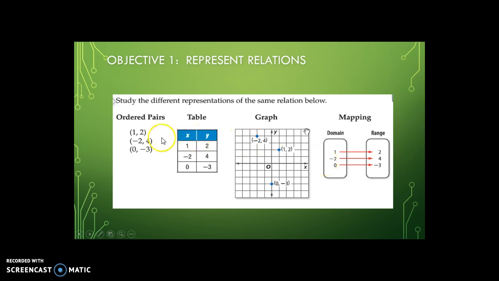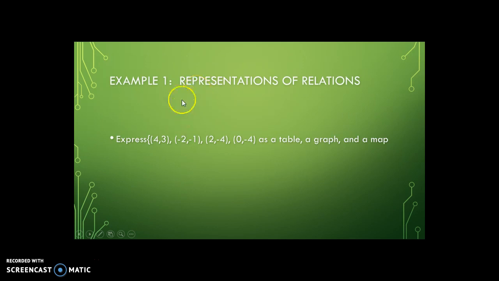All right, so one more time, these are relations. These are all just the same representation, and that's what we're going to do in the next slide. So, representations of relations, we have these 1, 2, 3, 4 ordered pairs. We want to make them a table, a graph, and a map.